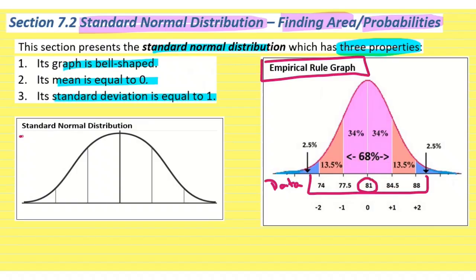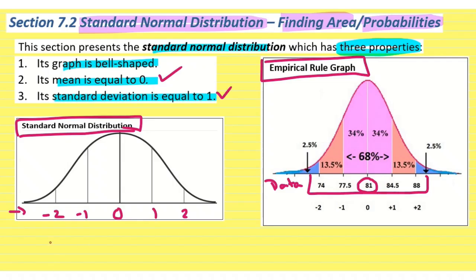But on our standard normal distribution, we are going to defer to the mean always equaling zero, and the standard deviation is always going to be equal to 1. So we're going to have 0 here, 1 and 2, and -1 and -2. So the standard normal distribution will always default to these numbers, and we'll talk about what those mean later.